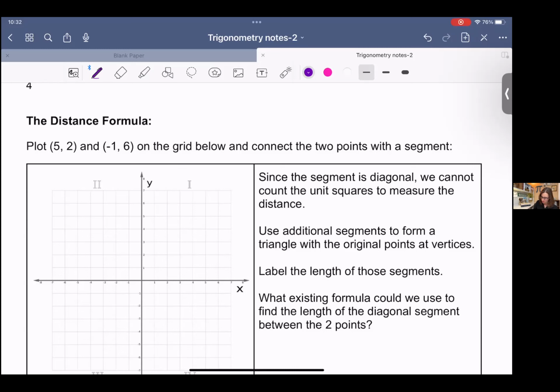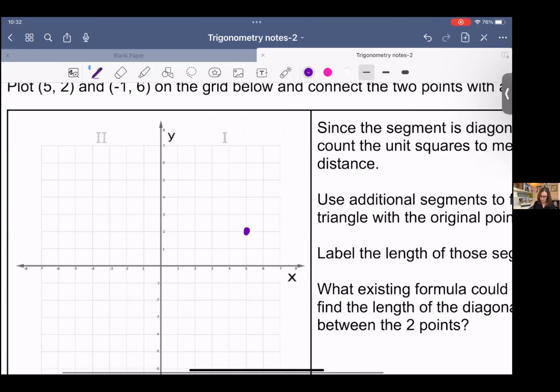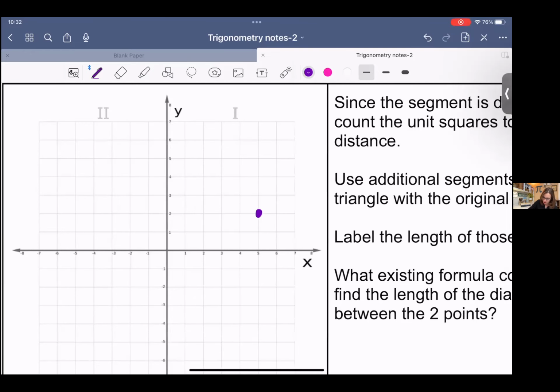5, 2 is over 5 up 2, and then -1, 6 is left 1 up 6. And I'm going to connect the 2 dots with a segment. Now, if I'm trying to find the distance between these 2 points, it would be really easy if I could just count units, 1, 2, 3, 4, 5, 6, and so on. But these are not full units. We can't even really completely tell, without a ruler, what that distance is.